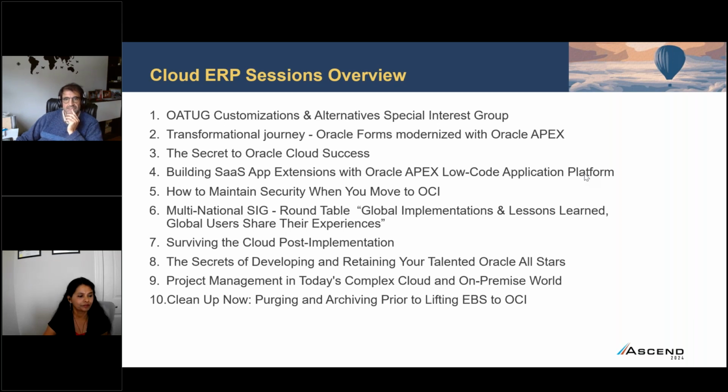Number 6 is around the multinational SIG. This is one of those global implementations and lessons learned. So any global organizations that are considering attending Ascend, this is a very good session to sit in to basically have lessons learned on lifting from whether it be EBS up into cloud apps or migrations of OCI.